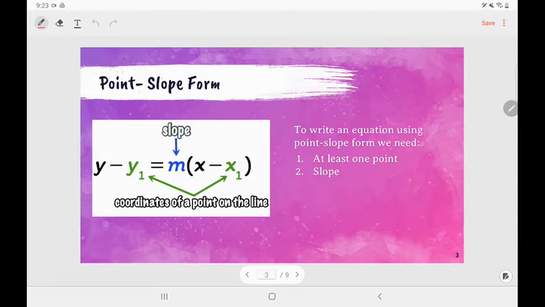In order to write an equation in point-slope form, the two things that we need are at least one point, and if we are given two, we're just going to choose one of them, and a slope. My formula is as follows: y minus y1 equals m times x minus x1. Notice the things that are highlighted in different colors are the things that I am going to be replacing. The things that are in black are going to remain the same for each and every equation.